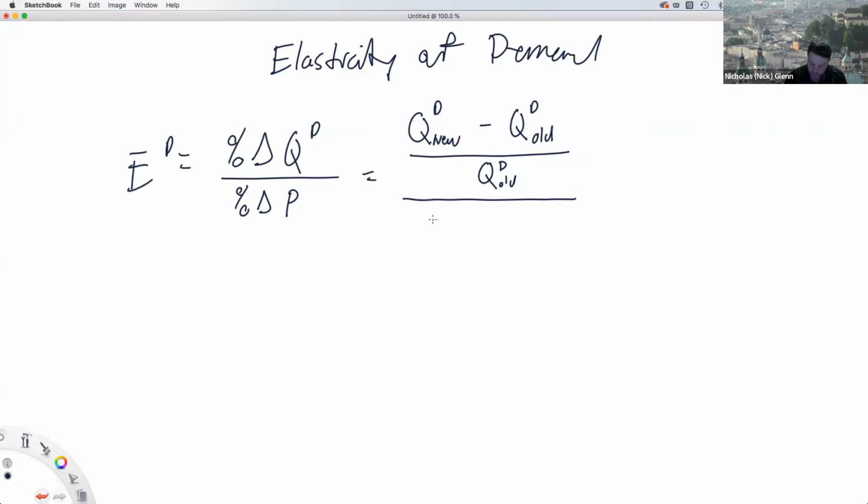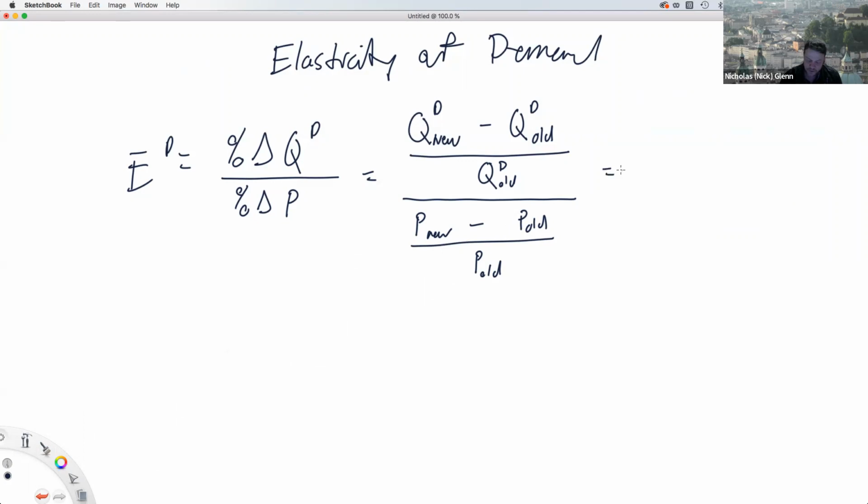All right, what about price? Well, this is just the new price, and you subtract from it the old price. And to get the percent change in price, you divide by the old price. Okay.